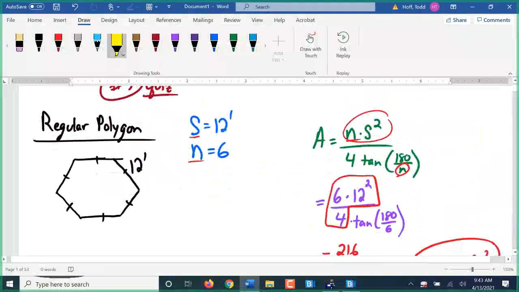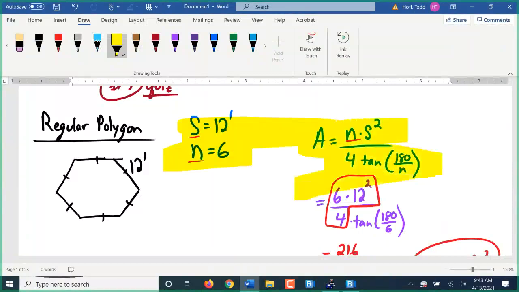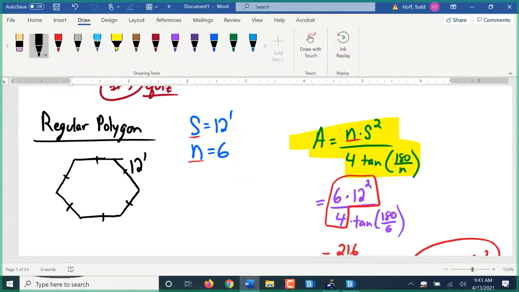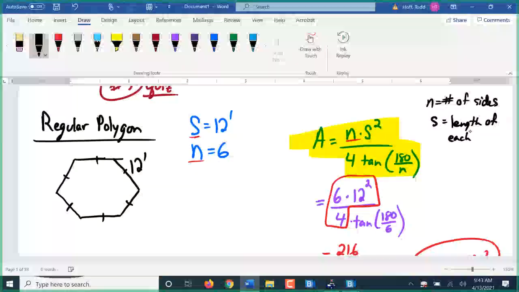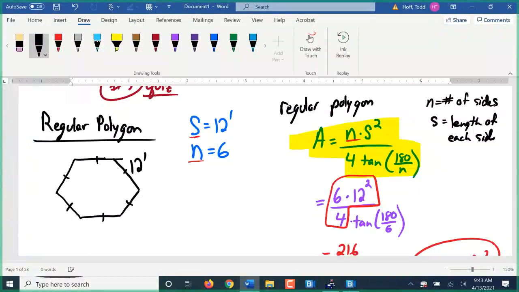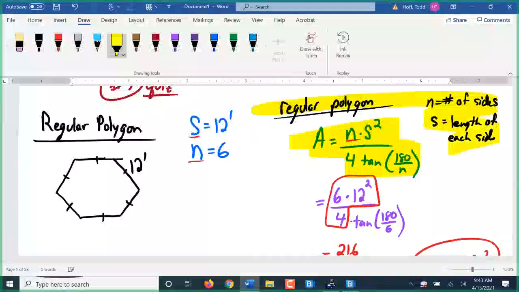Next is this formula here. It's this formula where n is the number of sides and s is the length of the side. And of course, this is for a regular polygon. So that formula as well should be in that list of formulas that you can reference rather quickly for finding the area, in this case, of a regular polygon.